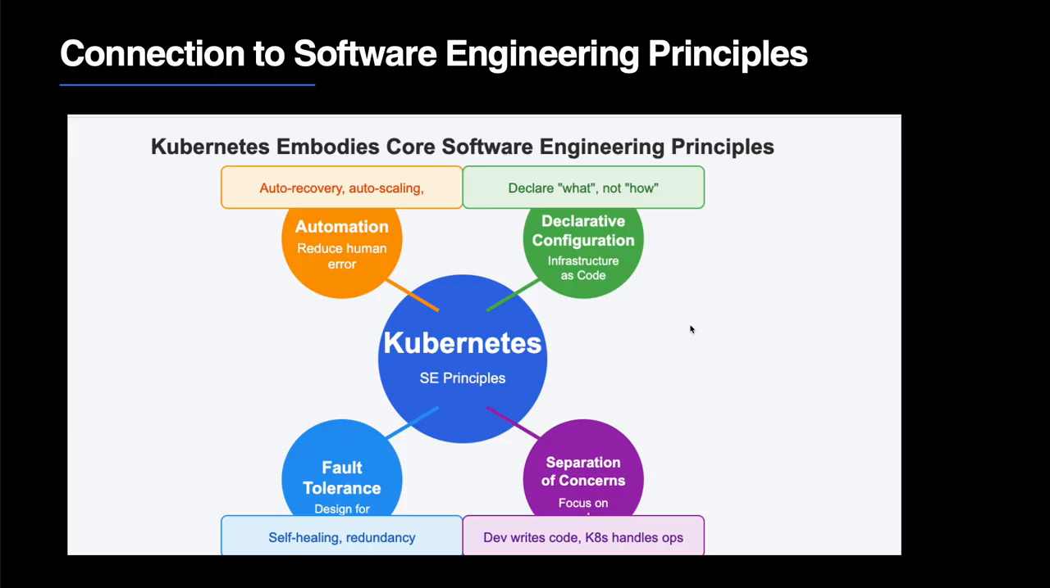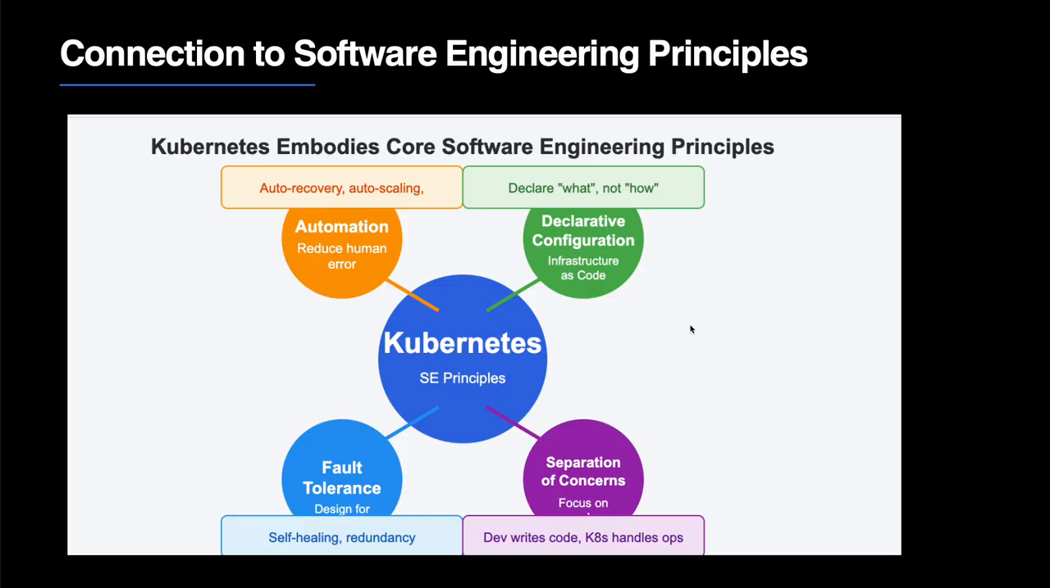So, how does Kubernetes embody core software engineering principles? First, automation reduces human error and increases reliability. Secondly, we have declarative configuration, which is infrastructure as code with version control and testing. It gives us fault tolerance with the assumption that failures will happen.